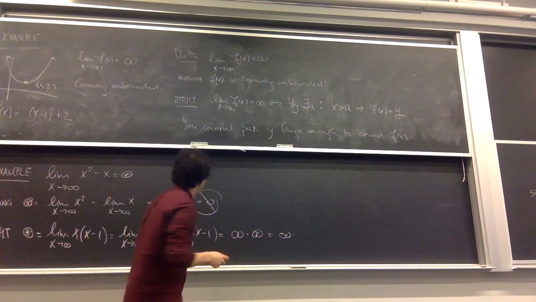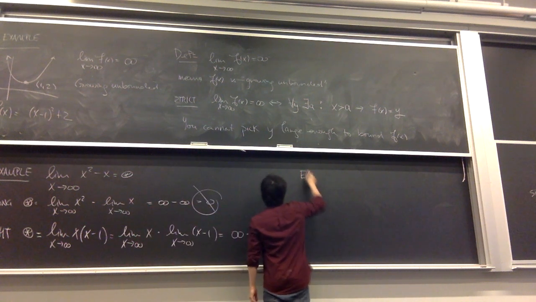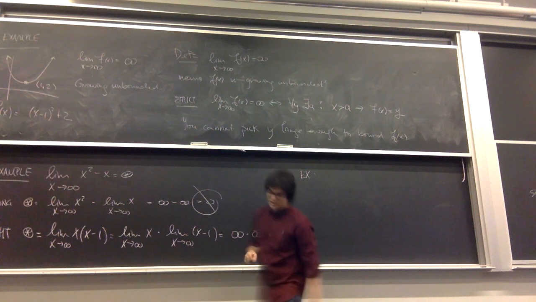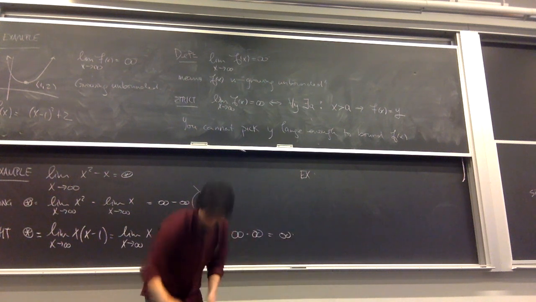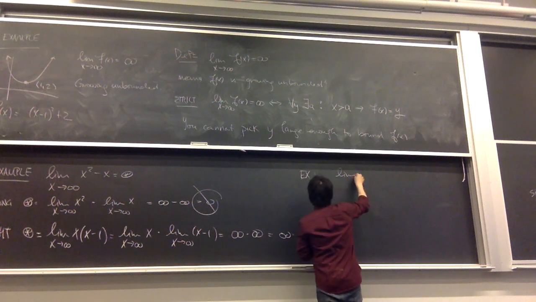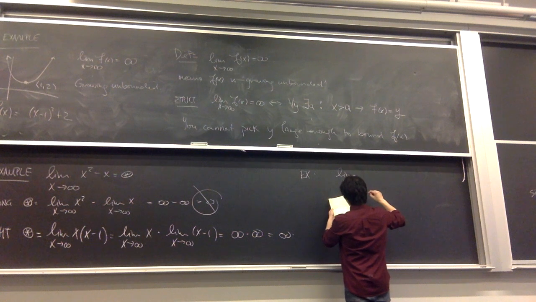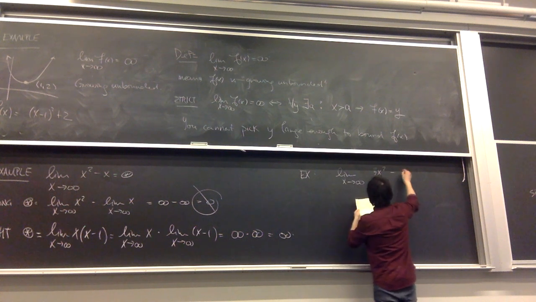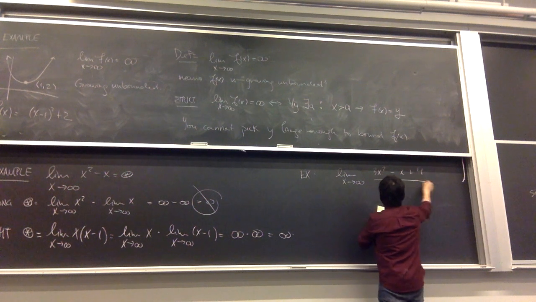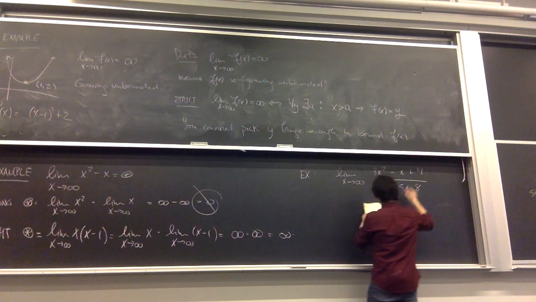Okay, so I'm going to give you a couple exercises, and then we got to do the second part of this lecture. How much time do I got left? I'll plow through it. Limit x goes to infinity of 3x squared minus x plus 4 over 2x squared plus 5x minus 8.